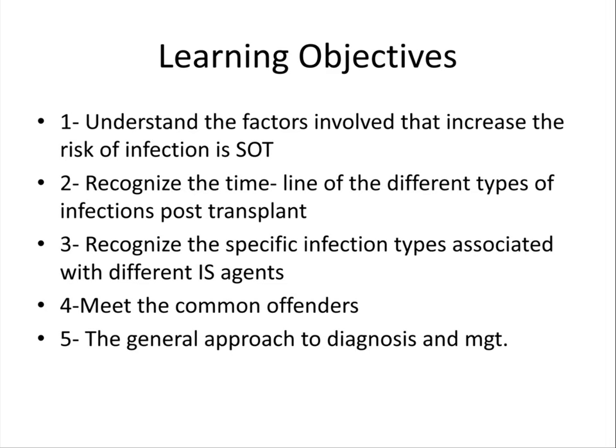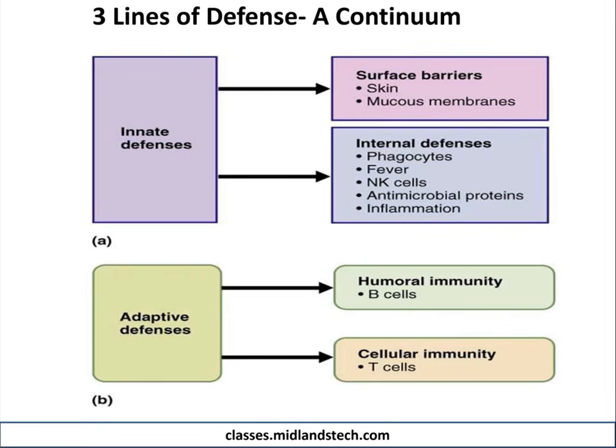Understand the factors involved that increase the risk of infection in solid organ transplant recipients. Recognize the timeline of the different types of infections post-transplant. Recognize the specific infection types associated with different immunosuppressive agents. Meet some of the common organisms that we see in this population. And then a very, very general approach to diagnosis and management. As you can see, every point is probably like a whole hour of discussion, but the purpose is just like a 30-foot overview of what's happening there.